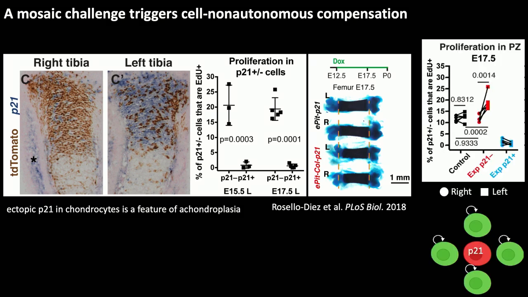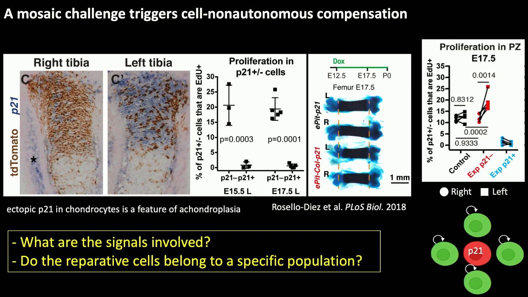So long story short, what we found is that when the p21 negative cells in the left cartilage see their neighbors which cannot proliferate, they proliferate more. See, this is the left cells which are p21 negative, so these are wild-type cells. They proliferate more than equivalent cells on the right limb and more than cells in the control littermates. And the question is, what are the signals involved? How do they find out that they need to do this? And also whether the reparative cells belong to a specific population or any cell can do it.